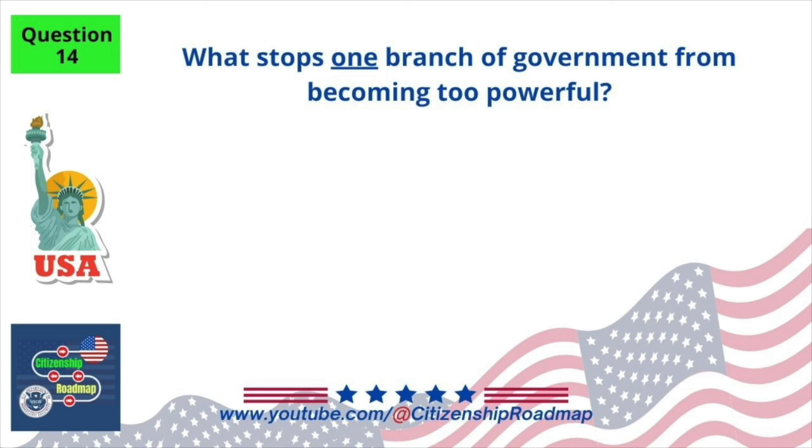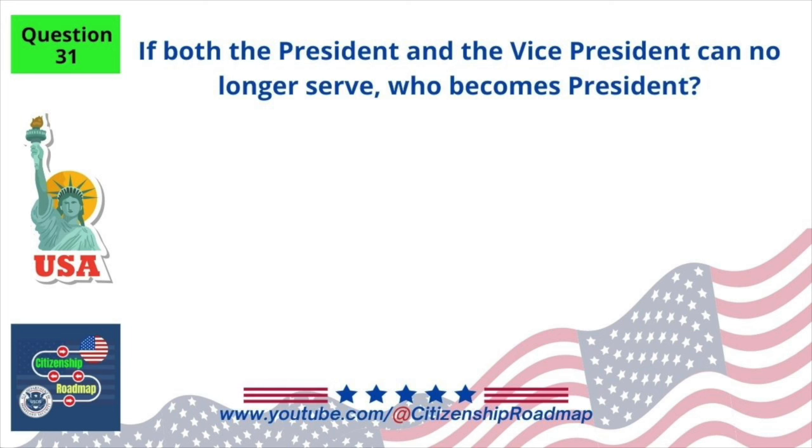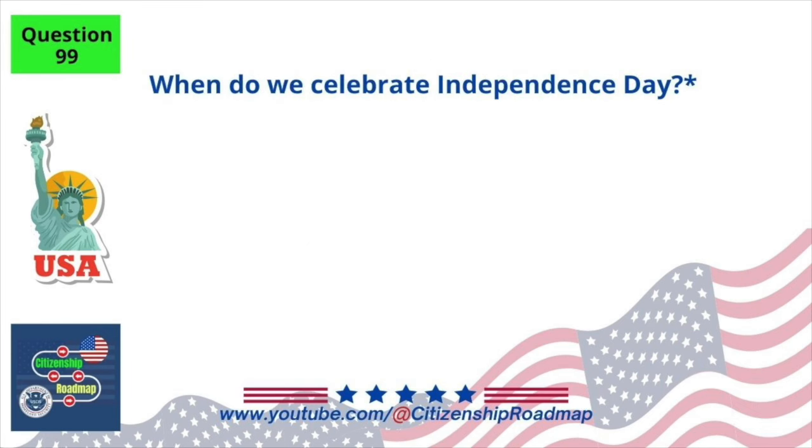What stops one branch of government from becoming too powerful? Checks and balances. If both the president and the vice president can no longer serve, who becomes president? The Speaker of the House. When do we celebrate Independence Day? July 4.